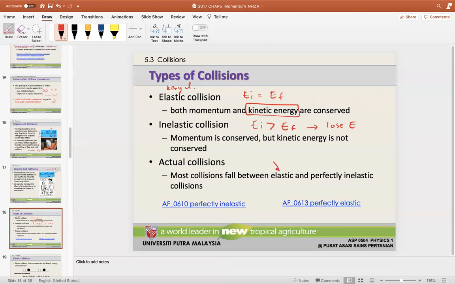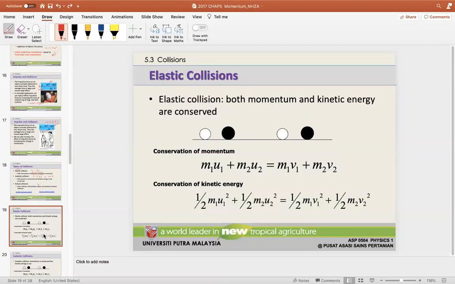So elastic is when you hit. Okay, let's talk about that in this one. Elastic collision has conservation of momentum and conservation of kinetic energy, where E initial equals E final.